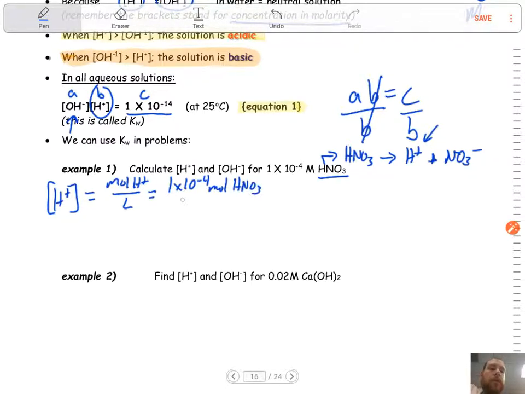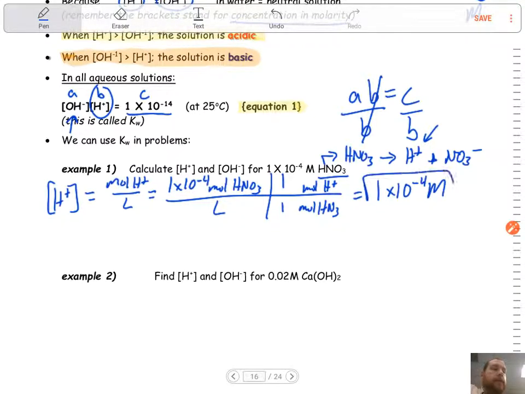So I'm starting with moles of HNO3, moles per liter. Well, I want to get rid of moles of HNO3, and I want to get to moles of just H+. So mole of HNO3 on the bottom, mole of H plus on the top. Well, if I look at my equation, oh, that's 1 and 1. That's pretty simple. So my concentration for the hydrogen ion is 1 times 10 to the minus 4th molar.